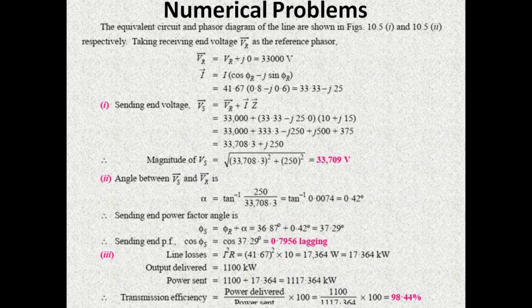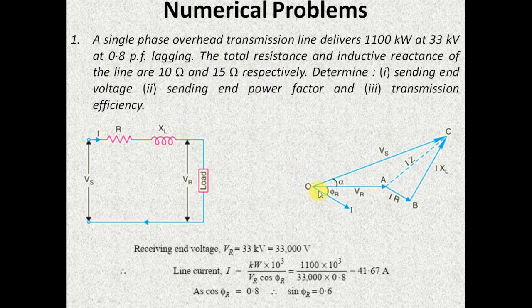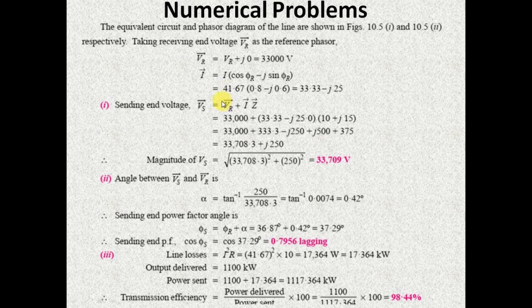To make the calculations easier, we will be using the complex notation form to solve the problem. Since we have considered VR as the reference vector, we can write VR as VR angle 0, which is actually 33 kilovolt. As this current vector is lagging the reference receiving end voltage vector, I can write the current vector I as I angle minus phi R, or I can write it as I cos phi R minus j I sin phi R.